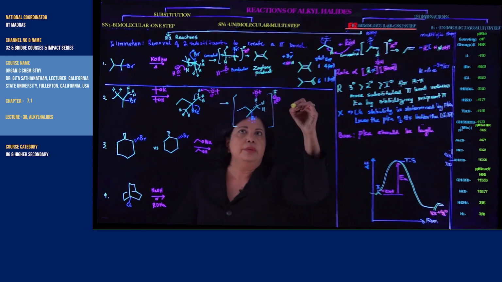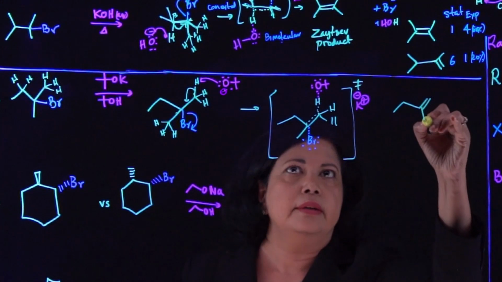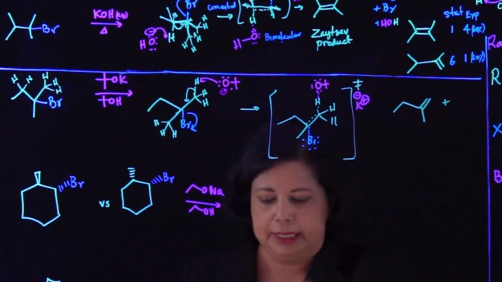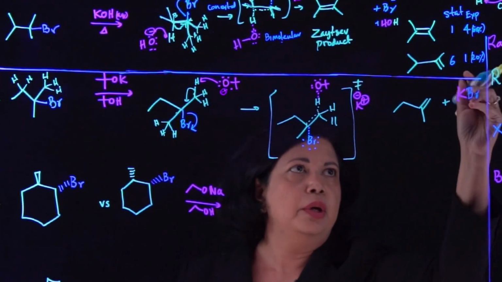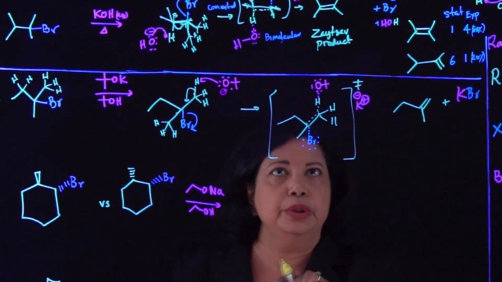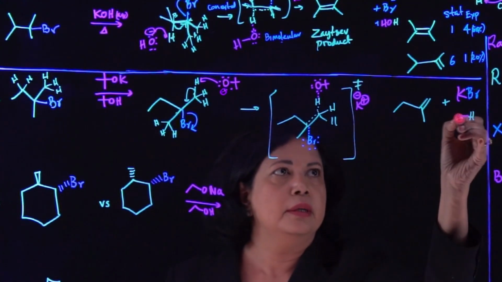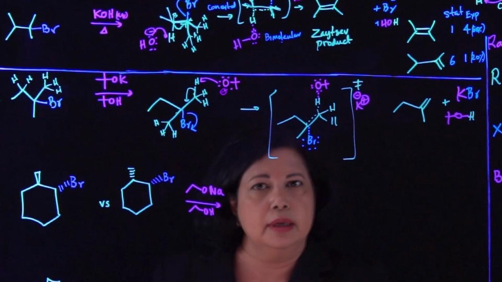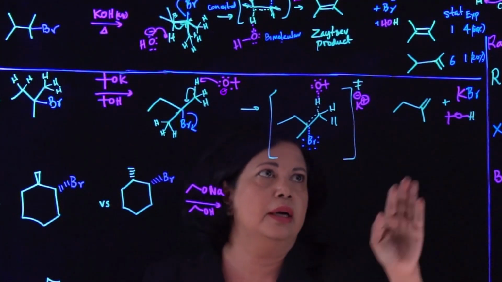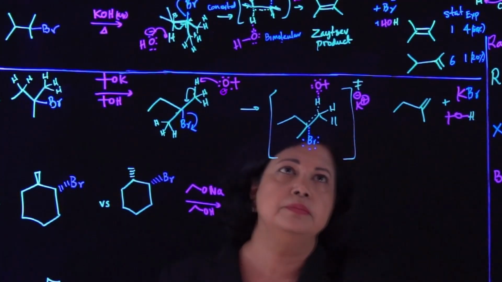This is going to give you a pi bond right here. Your bromide's gone with your potassium. It's going to fall out. The more it falls out, the more it's going to go to your right, and your hydrogen is going to take off with your t-butoxide and become an alcohol, t-butanol. So now it's not going to dissociate anymore.